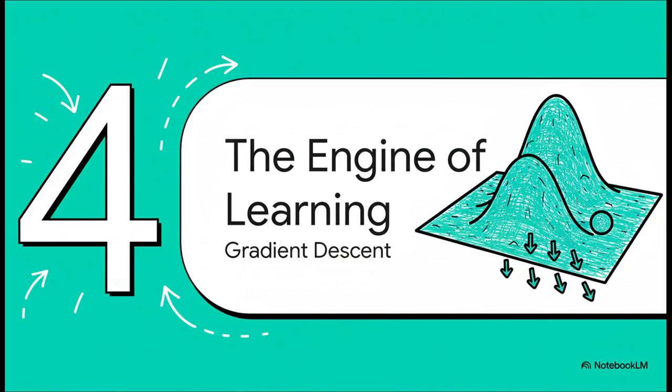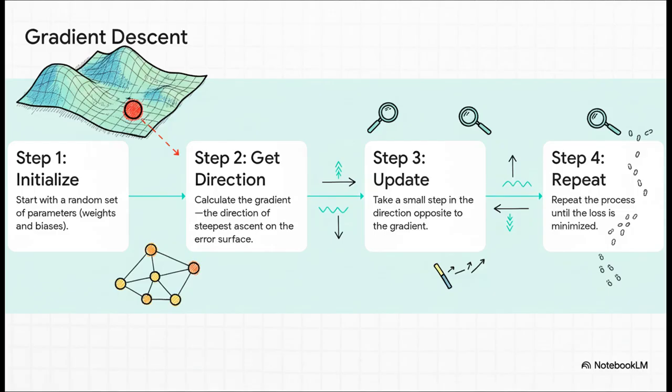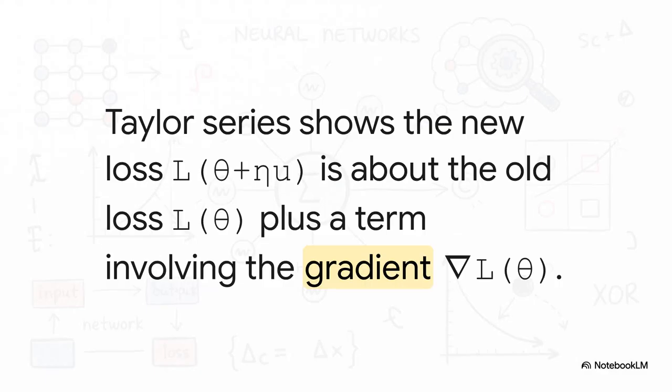Well, the answer comes from a really beautiful and, believe it or not, intuitive piece of mathematics. The algorithm is called gradient descent. And here's the core idea. From any point on that surface, we can use a bit of calculus to find something called the gradient. The gradient is just an arrow that points in the direction of the steepest uphill slope. So if we want to go down, we just take a small step in the exact opposite direction of that arrow. Simple as that.